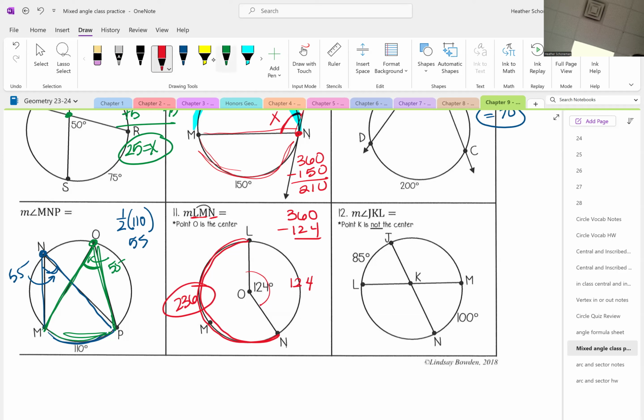Okay, last one. This one, K is not the center. And we want to find JKL. So this angle right here, JKL. The vertex is inside, so when it's inside, the angle equals 1/2 the sum of the two arcs. So that's 85 plus 100. So it's 1/2 of 185, which is giving us 92.5. Remember, in all these problems, when you're setting up the equation, you always want to make sure that you write the angle equals and then write whatever else you're doing.